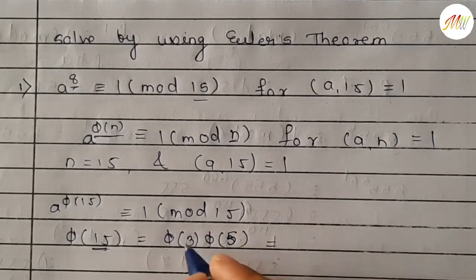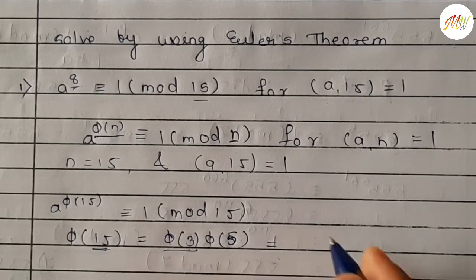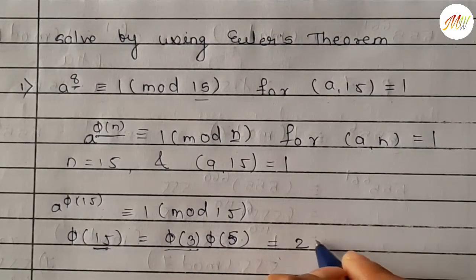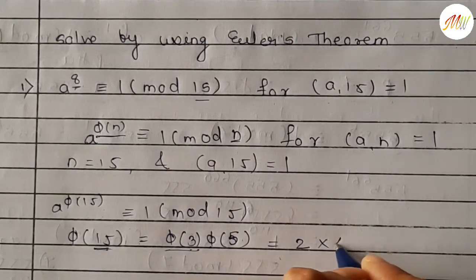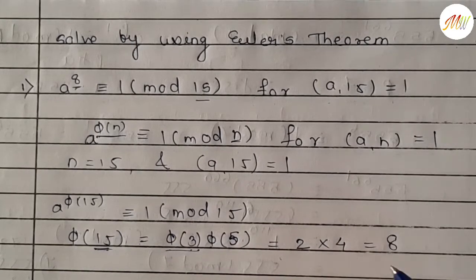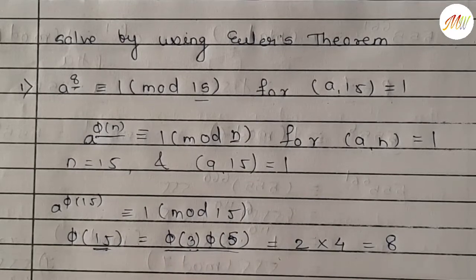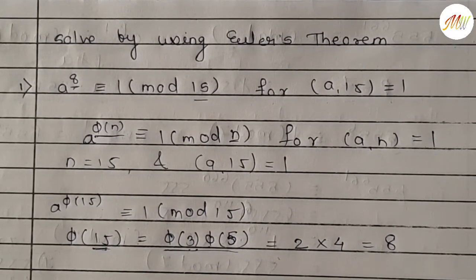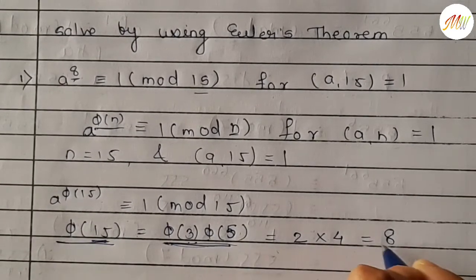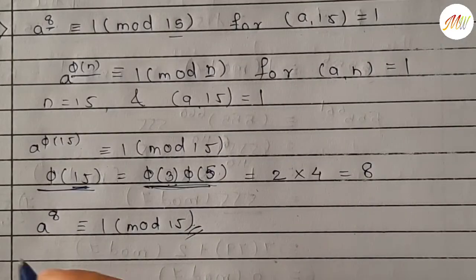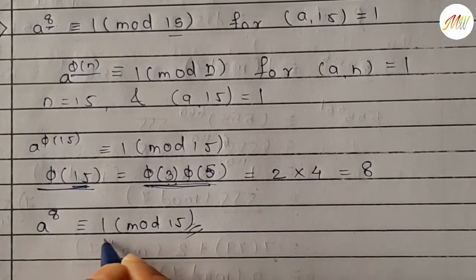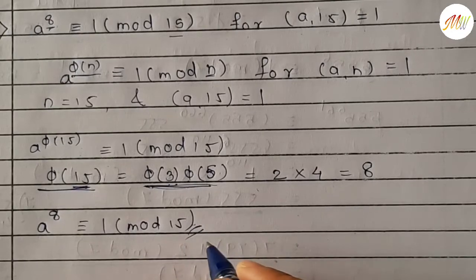Okay, which is equal to phi of 3 is nothing but 2 and phi of 5 is equal to 4, which is again equal to 8. If you don't know how we find this, you can watch my previous video. Got phi of 15 is equal to 8. So a raised to 8 is congruent to 1 mod 15. That's what we have to prove.